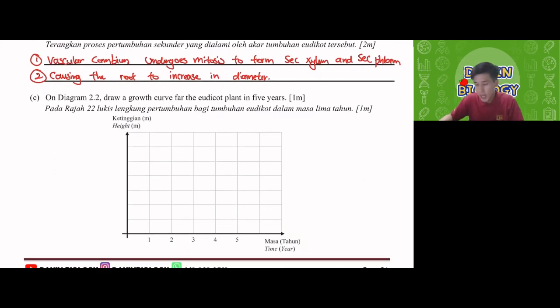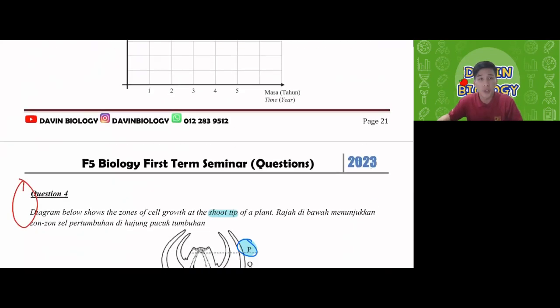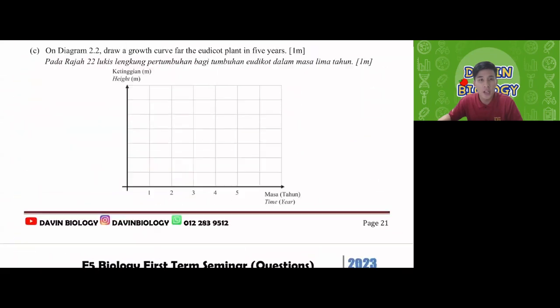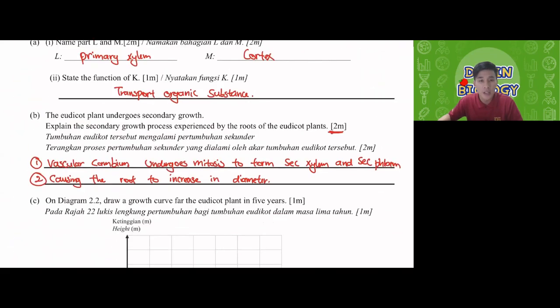Now this one we draw later, when we go through the growth curve. So we do another one first, fast. Can you guys do this one? Okay. All right. One more we do.